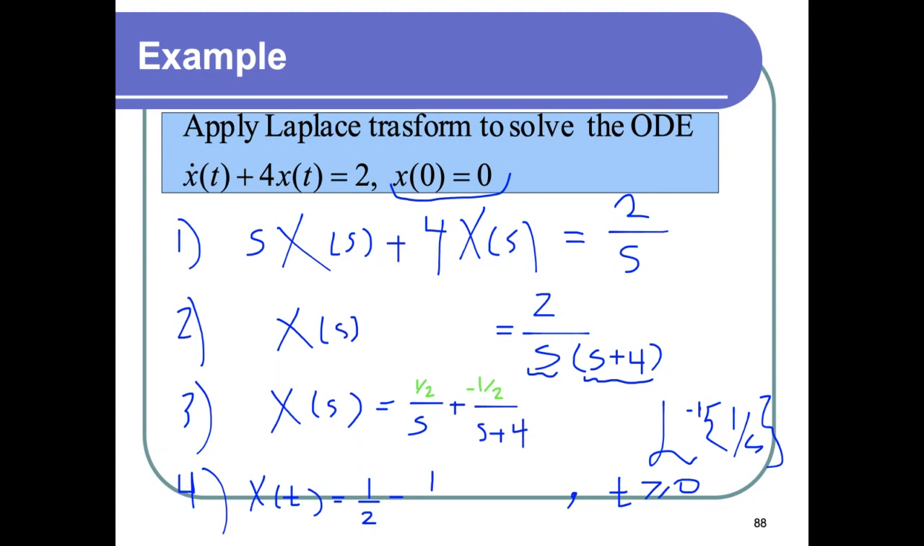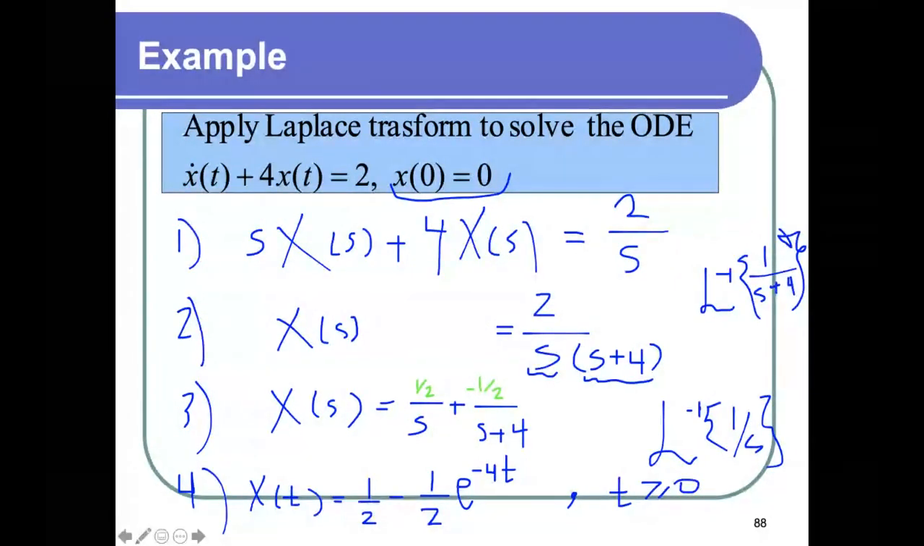So for the second part, we have 1 over 2 minus 1 over 2, and we have 1 over s plus 4. So what is the inverse Laplace for that? So you have a shifted e to the power of minus 4t, exactly. E to the power of minus 4t. So we have a shift in the frequency domain, which corresponds to multiplication by an exponent in the time domain. So any questions about this process?